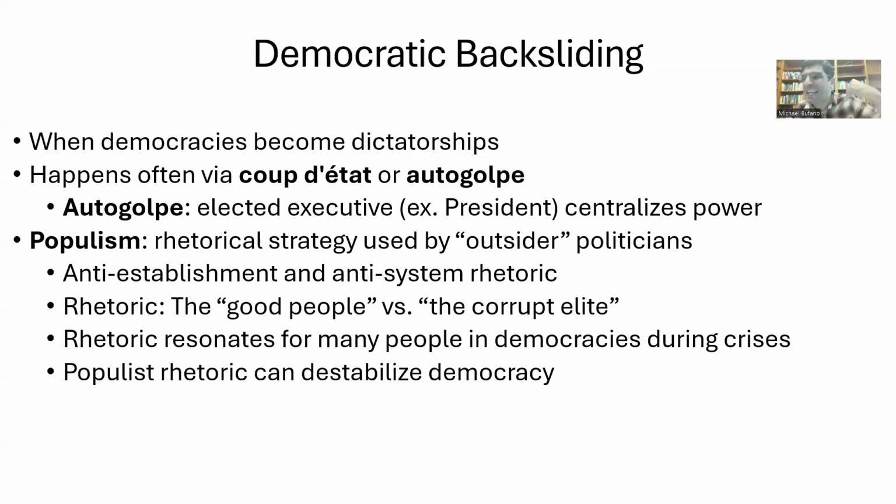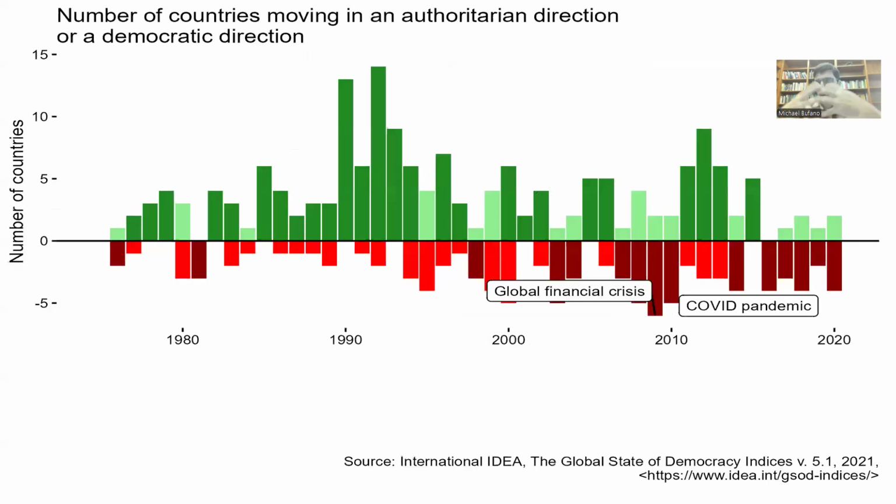Populist rhetoric can destabilize democracies. It can make it so that people become less willing to support the political system. And when this happens, this makes it more likely, for example, for military leaders to overthrow the government, right? Because there is mass discontent in society and there's a lack of stability. It can also make it more likely for an autogolpe to happen, where a president or a prime minister centralizes power because there's a mass base of support for dismantling the democratic system.